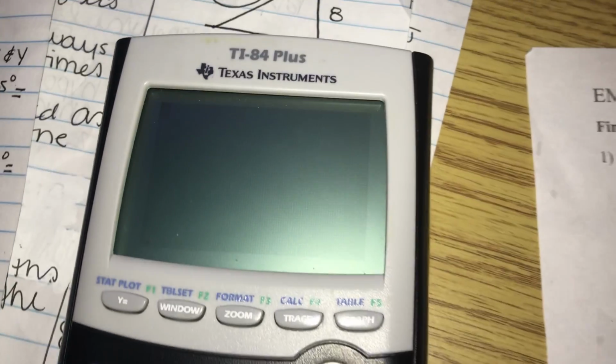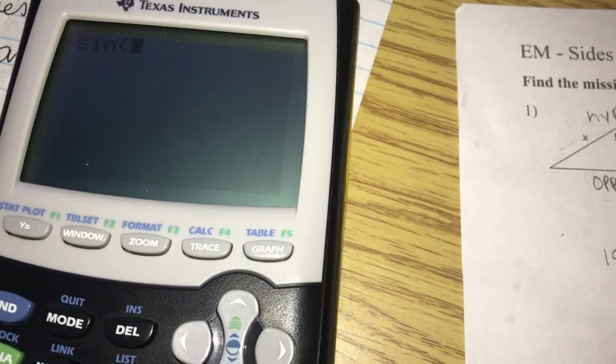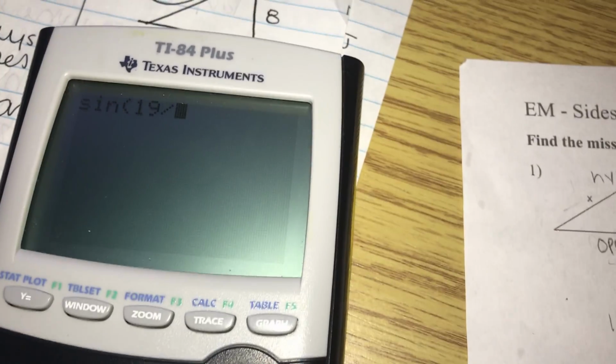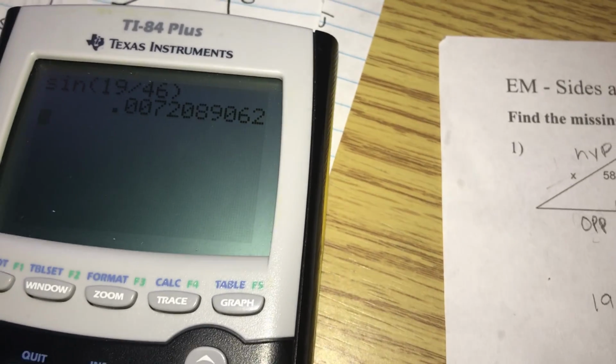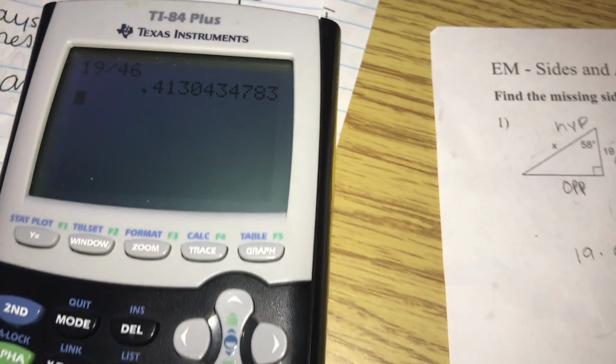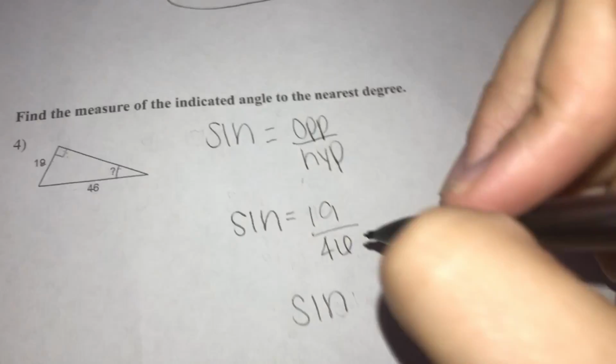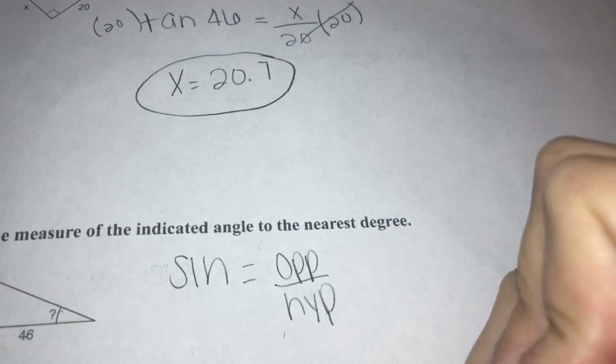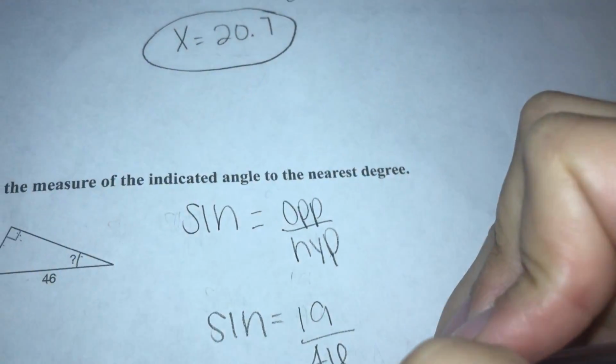Okay, let's plug that into the calculator. 19 divided by 46 equals 0.413.